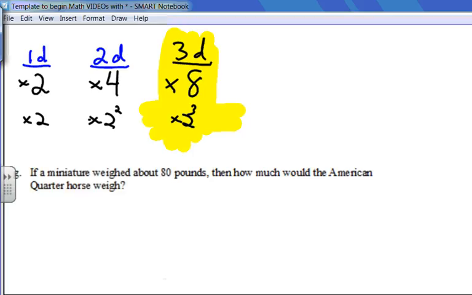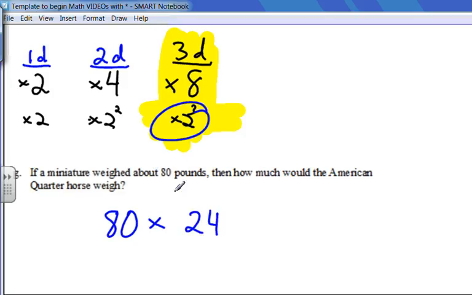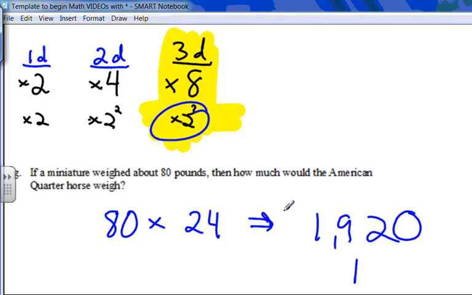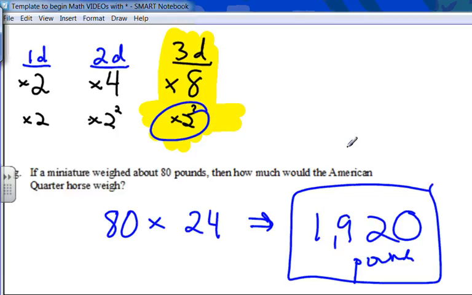Similarly, this question is asking about something that's 3-dimensional. How much the horse weighs corresponds to how much mass it has, how much 3-dimensional mass. So if the small horse is 80 pounds, the corresponding size of a large horse, which is proportional, will be multiplied by that linear scale factor cubed, the three-dimensional scale factor, which is 24. 80 times 24, 1,920 pounds. This concludes our discussion about one-dimensional, two-dimensional, and three-dimensional scaling.